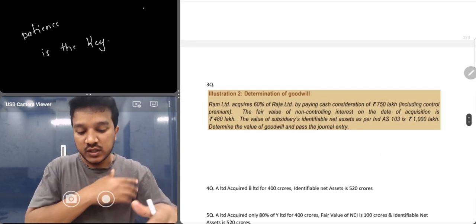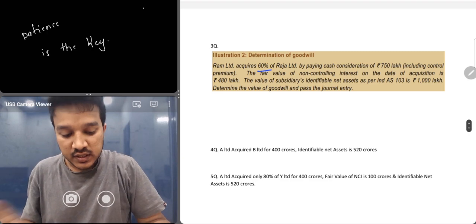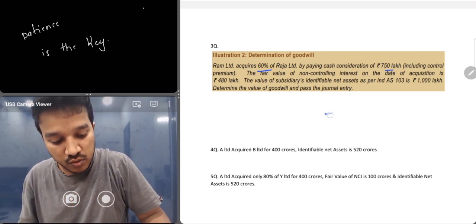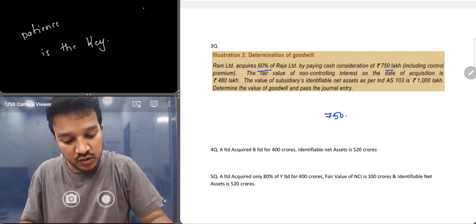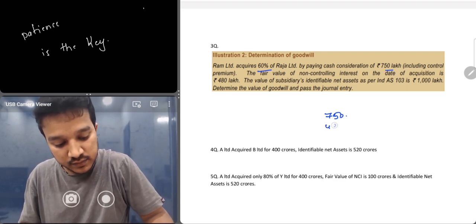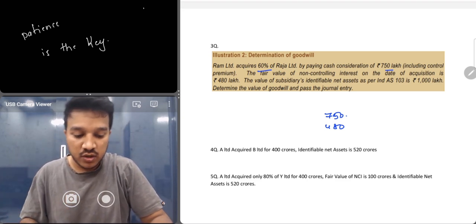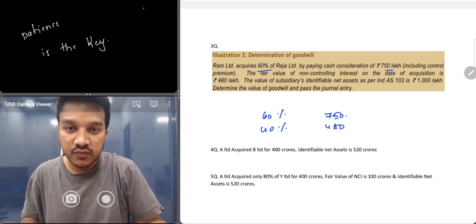नाउ यू विल बी एबल टू सॉल्व दिस क्वेश्चन. दिस इज एन ICA क्वेश्चन. ओके, यहाँ पे ओनली 60% इज एक्वायर्ड बाय राजा लिमिटेड बाय पेइंग कैश कंसिडरेशन ऑफ 750 lakhs. सो हाउ मच यू पेड 750. सो द फेयर वैल्यू ऑफ नॉन कंट्रोलिंग इंटरेस्ट ऑन द डेट ऑफ एक्विजिशन इज 480. ठीक है, तुम 750 पे करे एंड देन बैलेंस 40% का नॉन कंट्रोलिंग इंटरेस्ट, 60% वाला कितना दिया 750, 40% वाला 480 दिया.